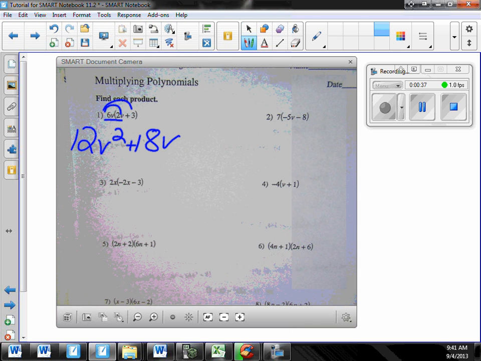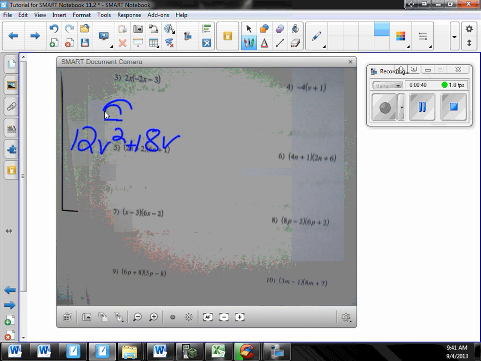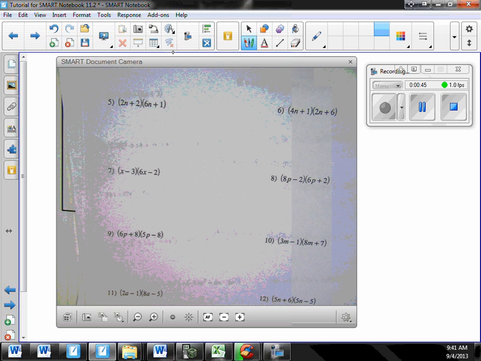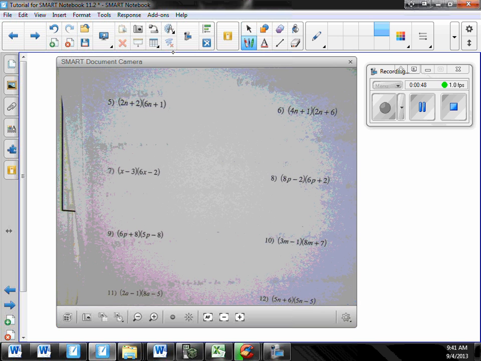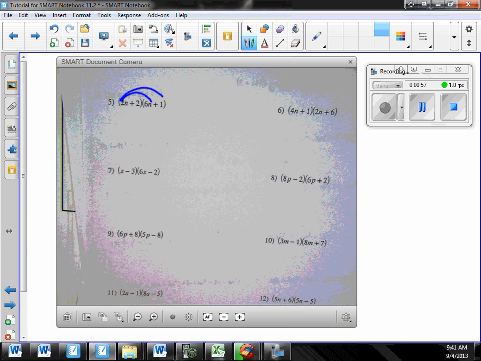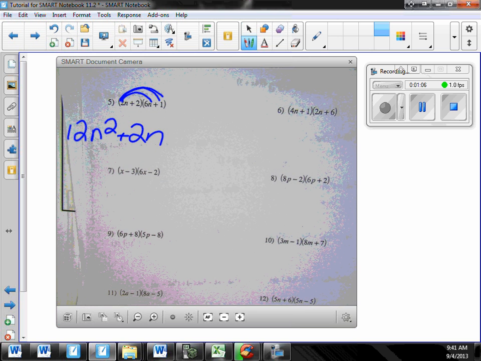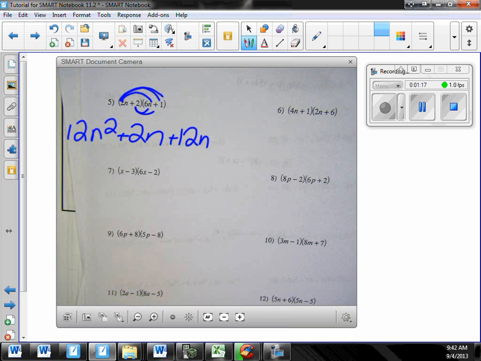So if we look down at number 5, now we have a binomial multiplied by a binomial. So we need to treat it as two monomials multiplied across a binomial. So I'm going to take the 2n and multiply it across. So 2n and 6n makes 12n squared. 2n and 1 makes 2n. That covers the first half of the first binomial. And now we can multiply the second one. 2 times 6n is 12n. 2 times 1 is 2.